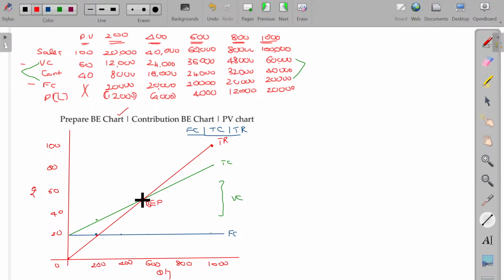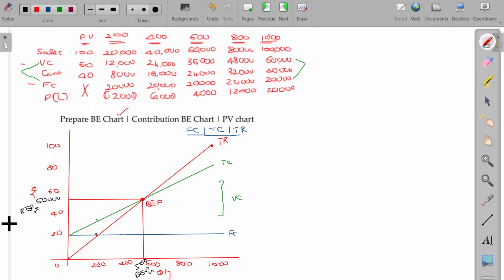If you draw a straight line vertically down and horizontally connecting to the y-axis, is that clear? You will get 500 units roughly. That is BEP in units. Connecting here may be 50,000 rupees. 500 units at the rate of 100, 50,000 will be this value. This is BEP in rupees. Is that clear?